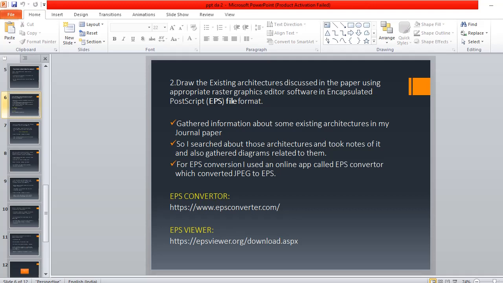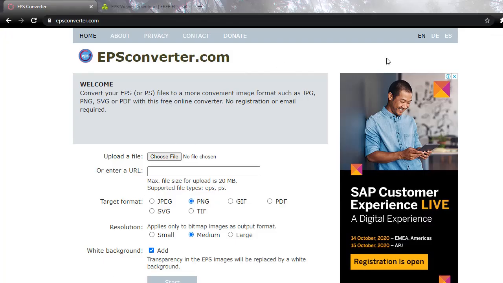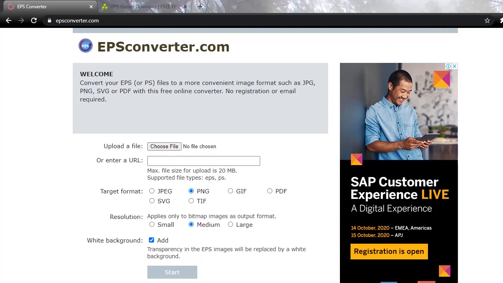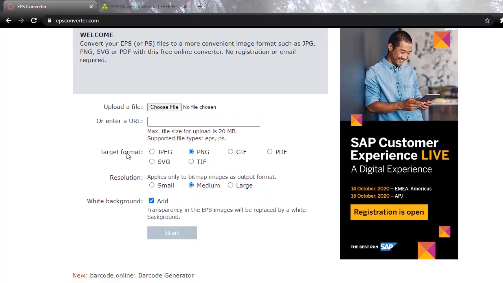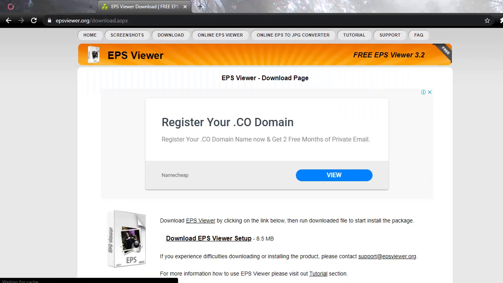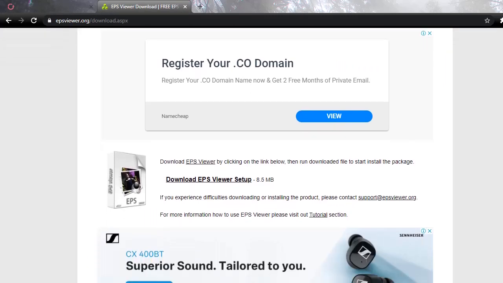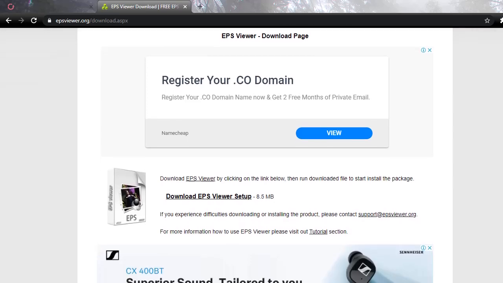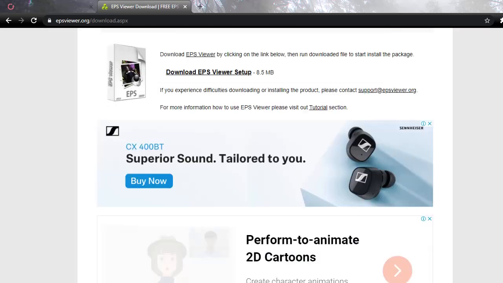I gathered information for this about some existing architectures in my journal paper. So I searched about those architectures, took notes, and gathered diagrams from different online websites. For EPS conversion, I used an online app called EPS Converter. This is the EPS converter which I used to convert the JPG files to EPS form. In target format you can convert any type of format into EPS, and you should have an EPS viewer in your PC to view the converted EPS format. For that I downloaded this EPS viewer on my PC.